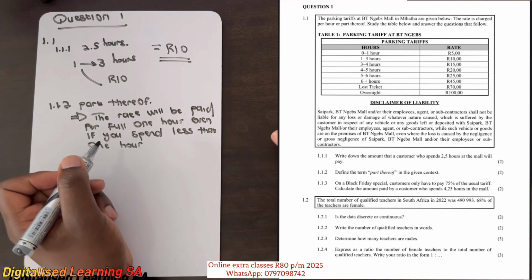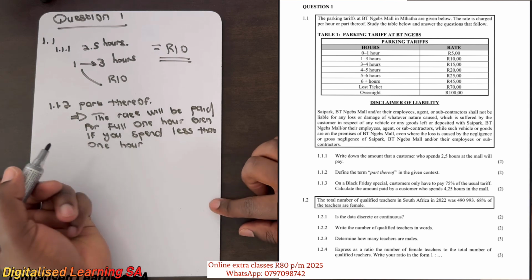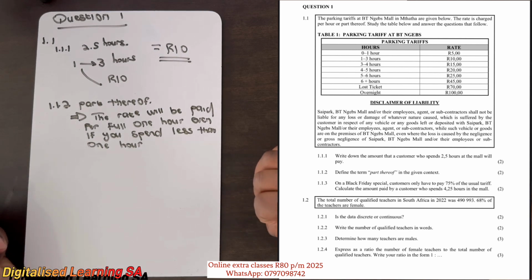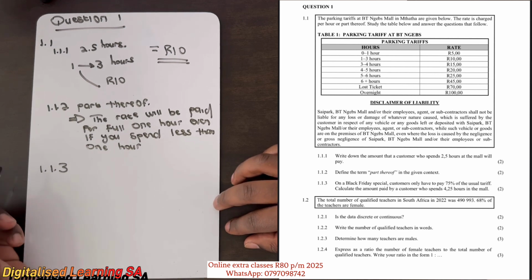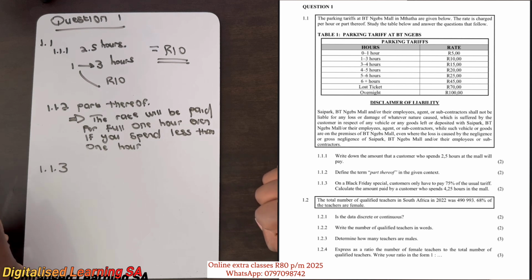So we are done with question 1.1.2 and we'll be moving to question 1.1.3. So we are left with 1.1.3, which says that on a Black Friday special, customers only have to pay 75% of the usual tariff. By tariff, they mean the rate or the price. Calculate the amount paid by a customer who spends 4.25 hours in the mall.